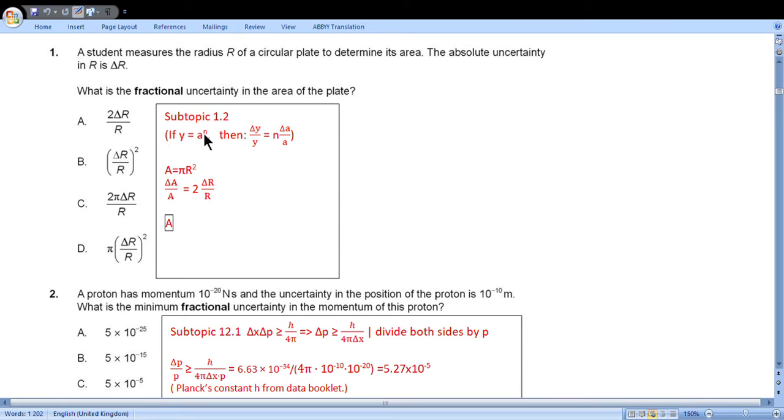If you have a power, then you should use the exponent. So the fractional uncertainty is the exponent times the fractional uncertainty of the base. Here pi is a constant, so we have r squared. Using this formula, the fractional uncertainty for A equals 2 times the fractional uncertainty in r. So we choose answer A.